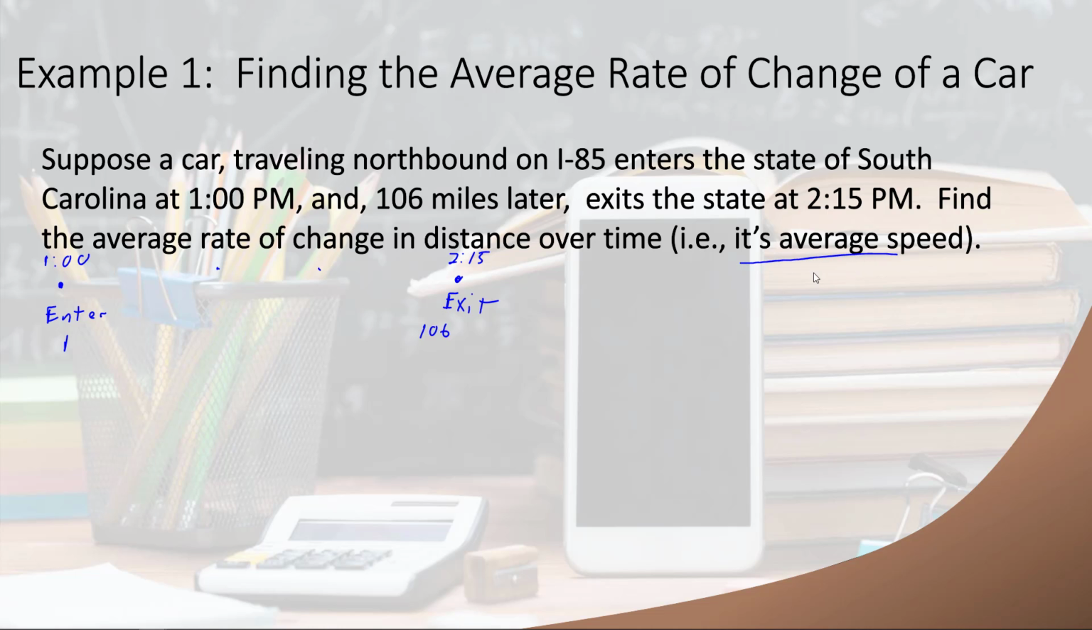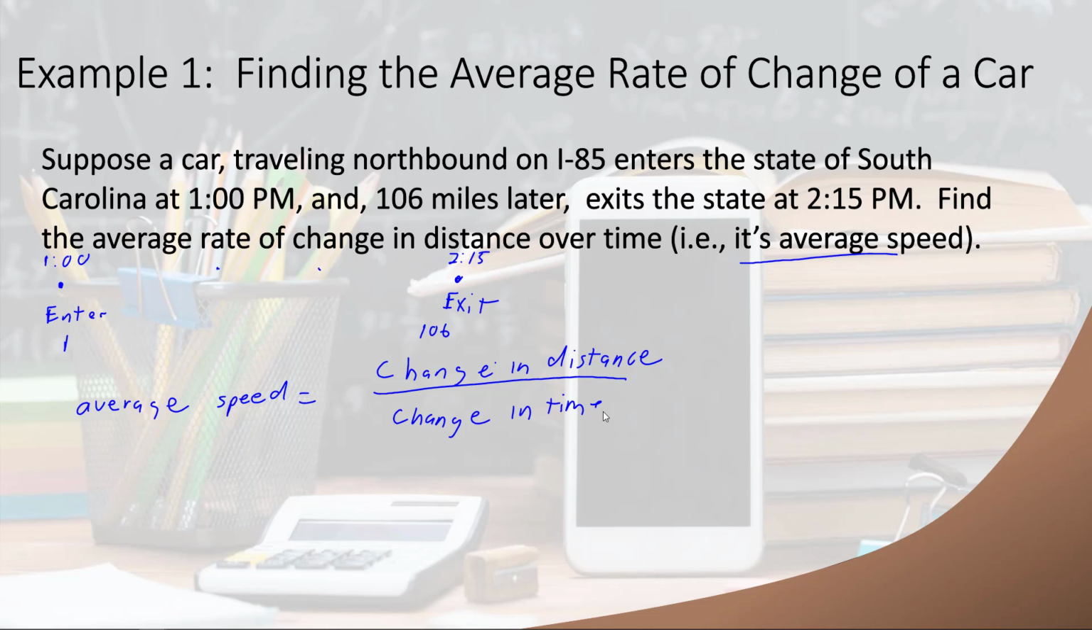Now, if it was linear, then its speed throughout the entire trip would be equal to the average speed for the entire duration. But once again, we don't know that. So the average speed is going to be equal to the change in distance divided by the change in time. Well, the change in distance, we have it right here. It's 106 miles, piece of cake. Well, the change in time is 1 hour and 15 minutes.